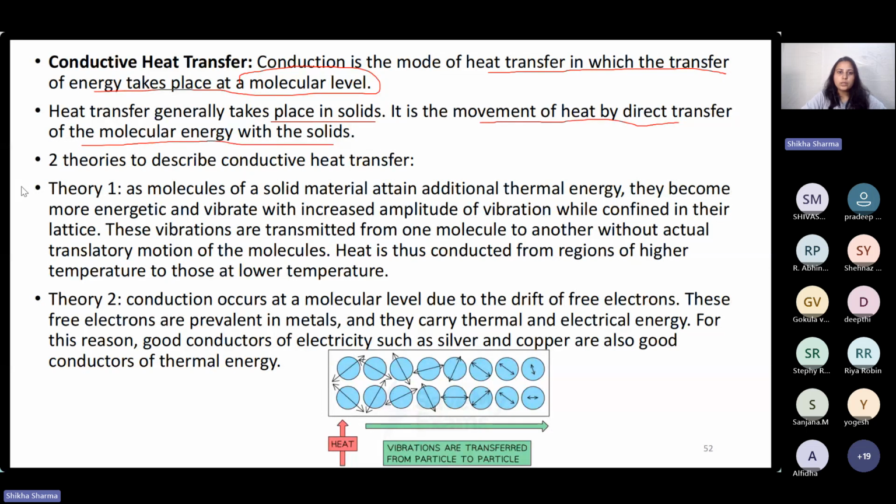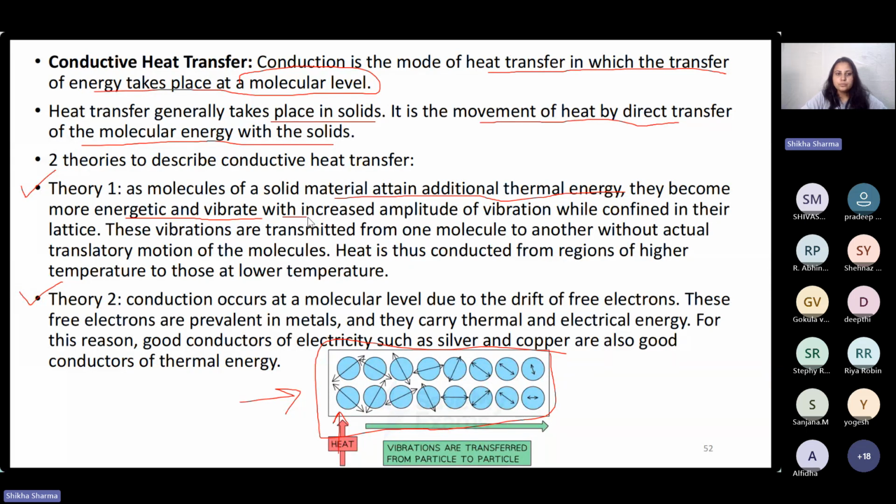There are two theories regarding it. One is that the molecules of a solid material attain additional thermal energy, become more energetic, and vibrate, which we can see in the image. Suppose this is a metal rod. When it gets heat, the molecules will vibrate and the energy will transfer from one particle to another.